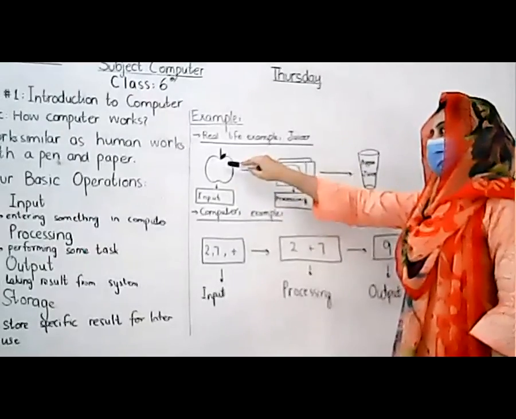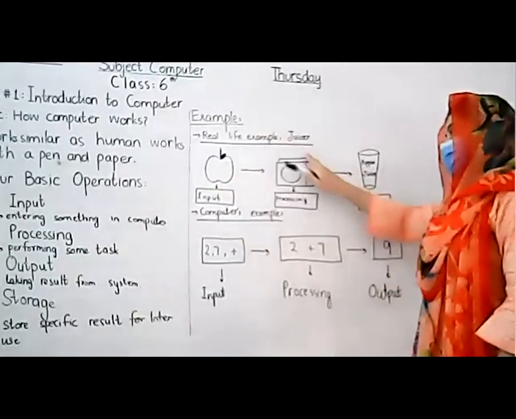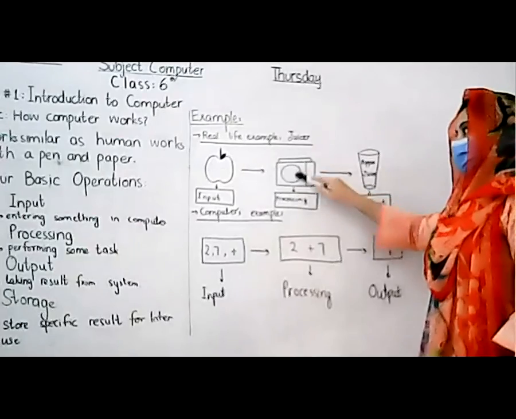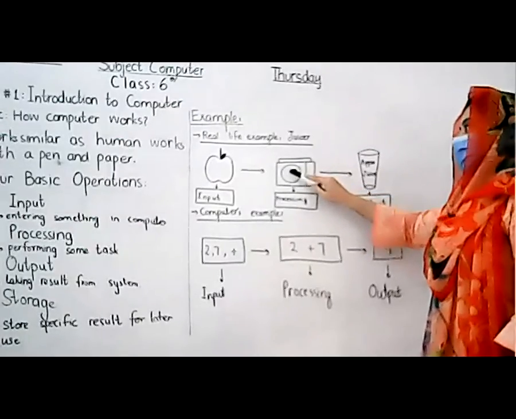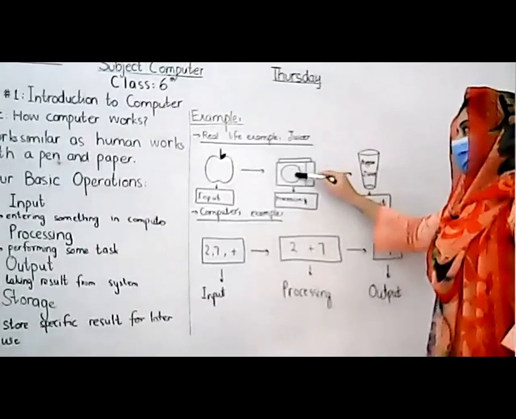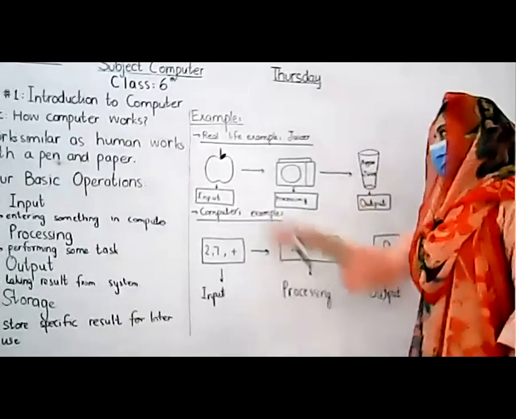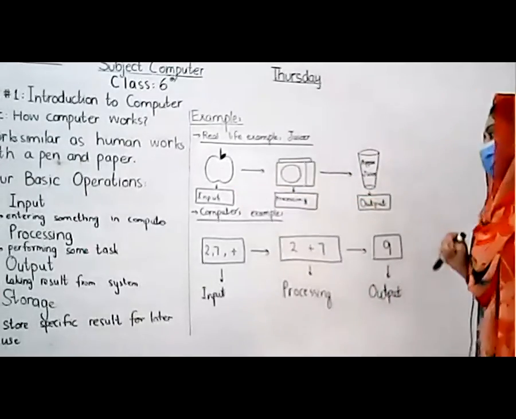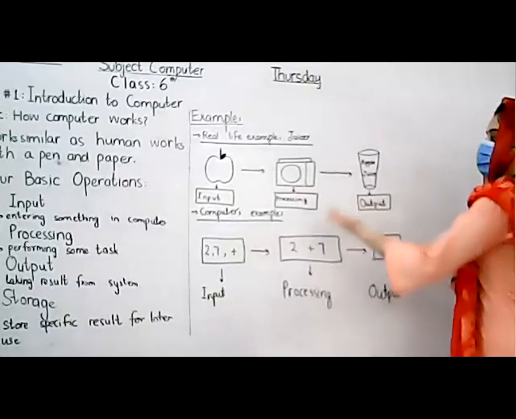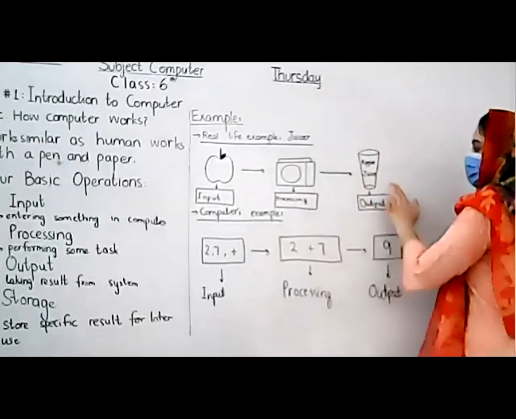Then you will cut the apple, add the milk, add the sugar, and put all the ingredients in the juicer machine. The juicer machine is mixing and mixing all the ingredients, so that is the processing here. It means the machine is performing the task on those ingredients. Then after the processing, when the juice is ready, we will get the output, the information and the result. For example, the juice in the glass.